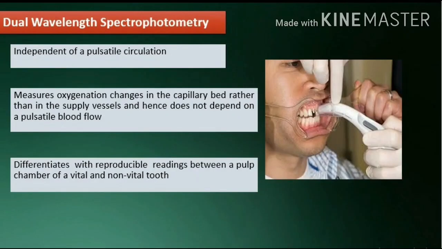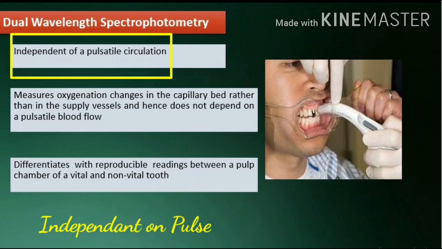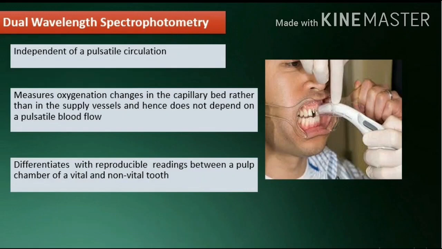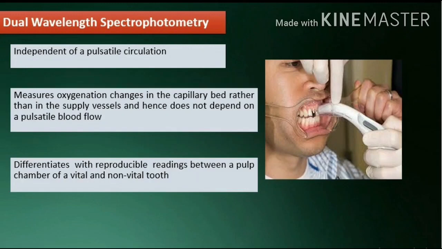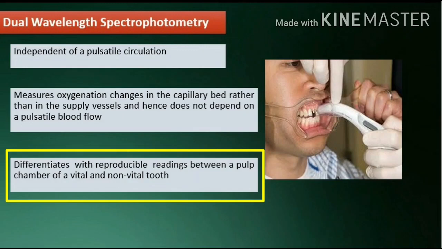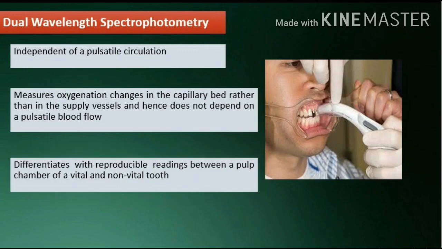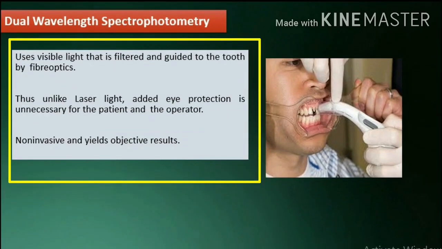Dual wavelength spectrophotometry is a method independent of a pulsatile circulation. The presence of arterioles rather than arteries in the pulp and its rigid encapsulation by surrounding dentine and enamel make it difficult to detect a pulse in the pulp space. This method measures oxygenation changes in the capillary bed rather than the supply vessels and hence does not depend on a pulsatile blood flow. It differentiates with reproducible readings between a pulp chamber of a vital and non-vital tooth, and uses visible light that is filtered and guided to the tooth by fiber optics.